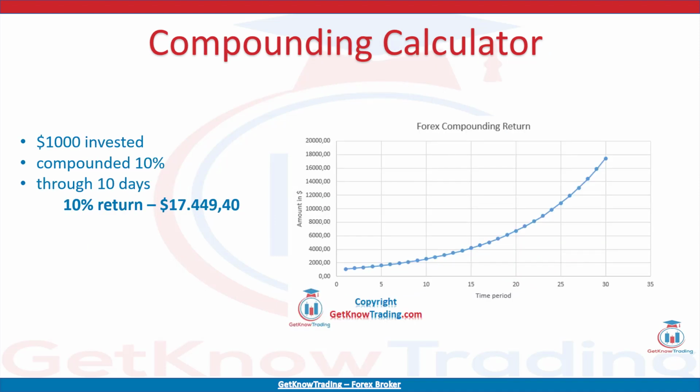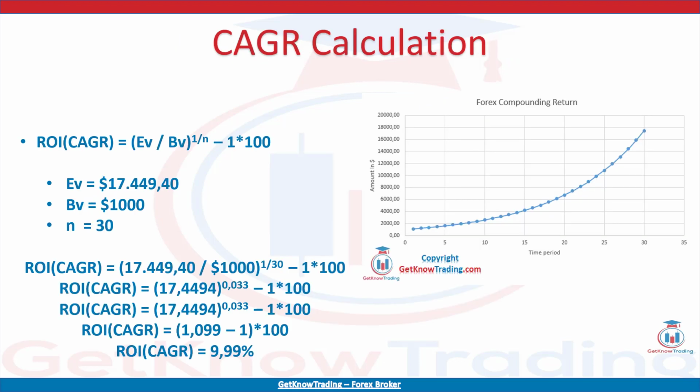If we use an example where we have $1,000 invested and compounding 10% on each day through 10 days, the result from the graph is here. You could make 10% return, which gives you $17,449.40. But when you calculate ROI or CAGR, you get this.